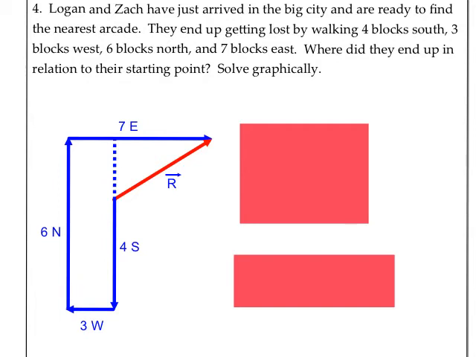This was another reason I thought the head to tail method was a little bit easier, because when you have more than one vector, that's really the only way you can line them up. So I went 4 south, 3 blocks west, and then 6 blocks north. See how the 6 vector is taller than the 4 vector? That helps you to be in proportion. And then we go 7 to the east. So I had started right here, and then our trip ended here. My resultant points from where I start to where I ended.